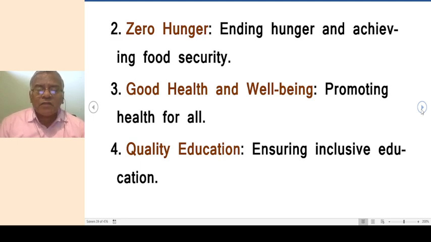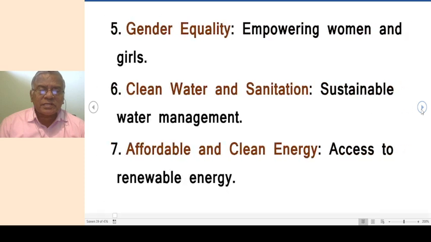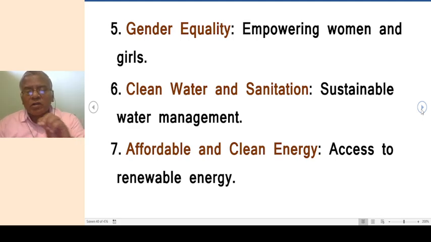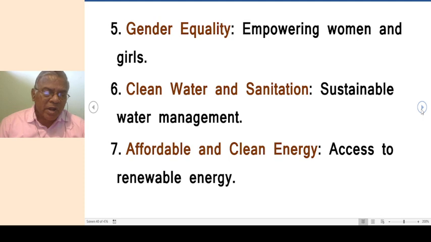Then good health and well-being. That is the third SDG goal. Promoting health for all. Fourth one, quality education. Ensuring inclusive education. The fifth goal will be gender equality. Empowering women and girls. Sixth one, clean water and sanitation. Then sustainable water management. That is clean water and sanitation is the sixth goal. We need sustainable water management.